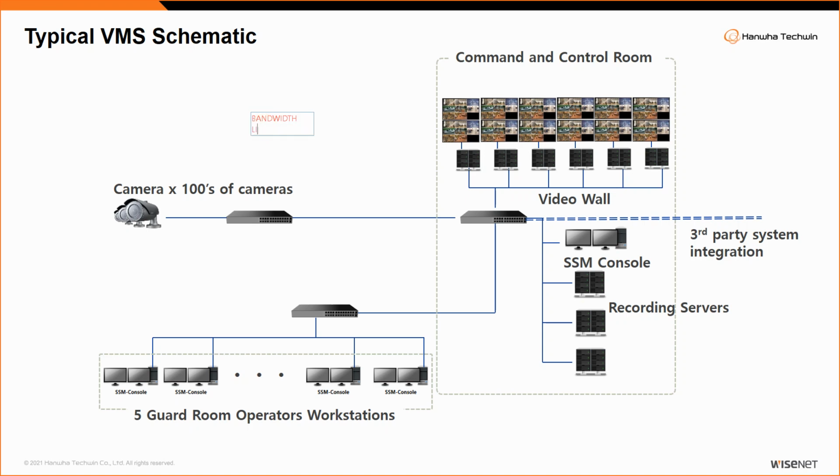Bandwidth is live plus recording. Bandwidth from the camera equals live traffic, which is your live viewing traffic. The stream you view on the control room monitor is live traffic. Then from the camera, there is another stream, another video profile going to the recorder. That is called recording traffic. So there are two traffic streams.